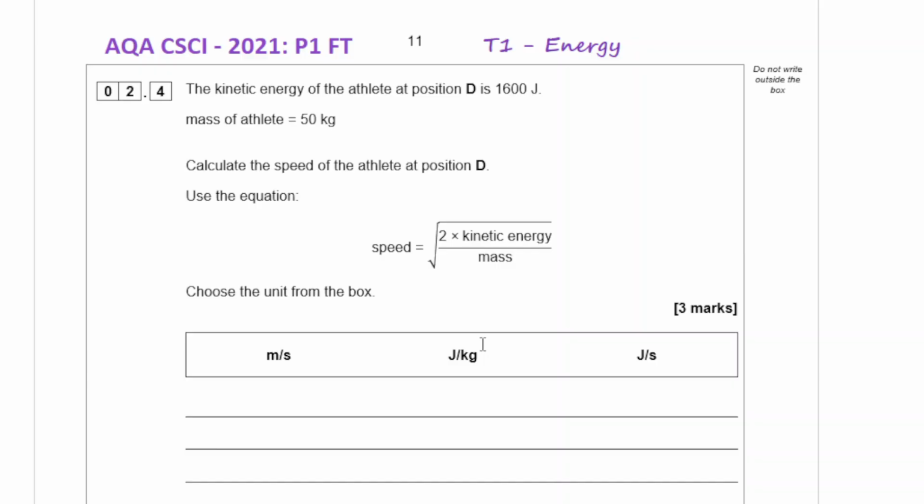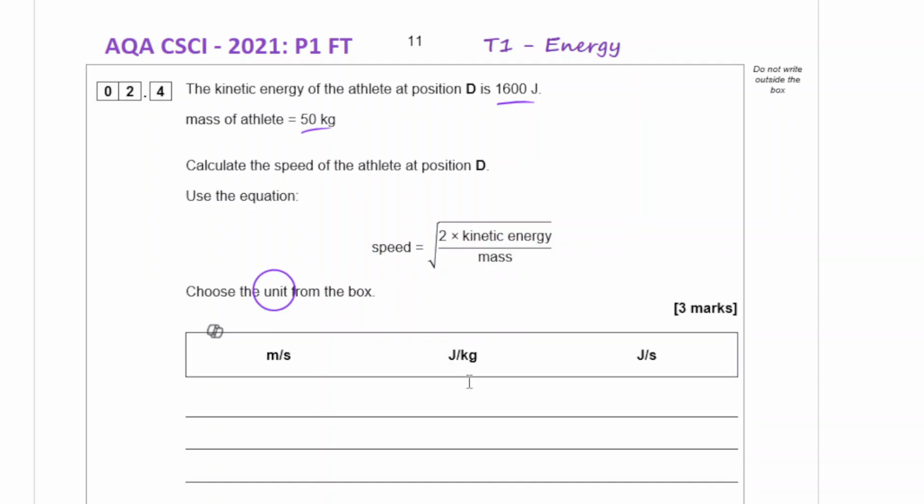The kinetic energy of the athlete in position D is 1600 joules. Mass of athlete is 50. Calculate the speed of the athlete at position D. Now the speed is given by this equation. Speed equals the square root of 2 multiplied by the kinetic energy divided by the mass. Choose the unit from the box.